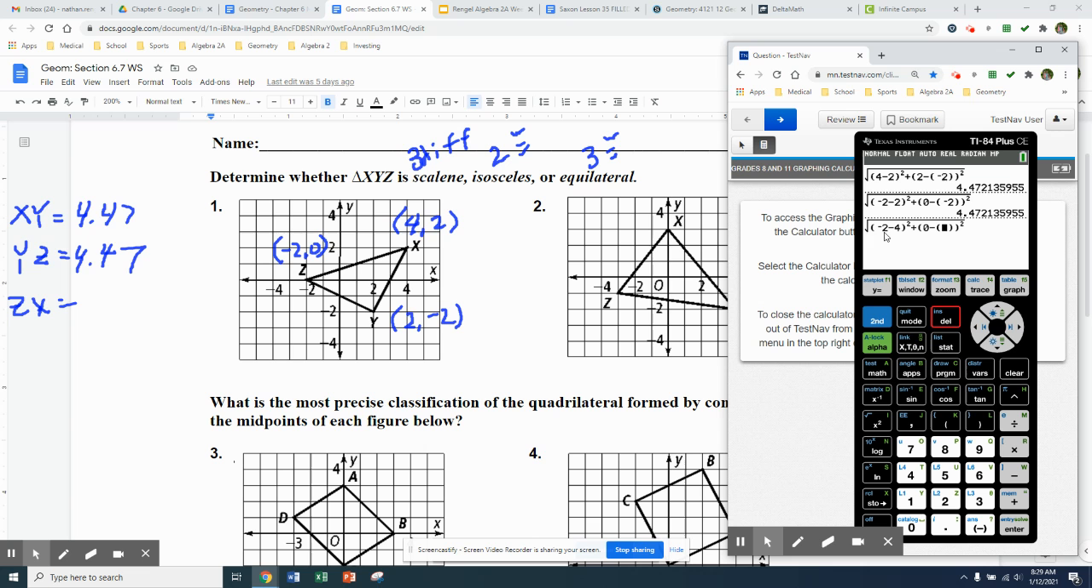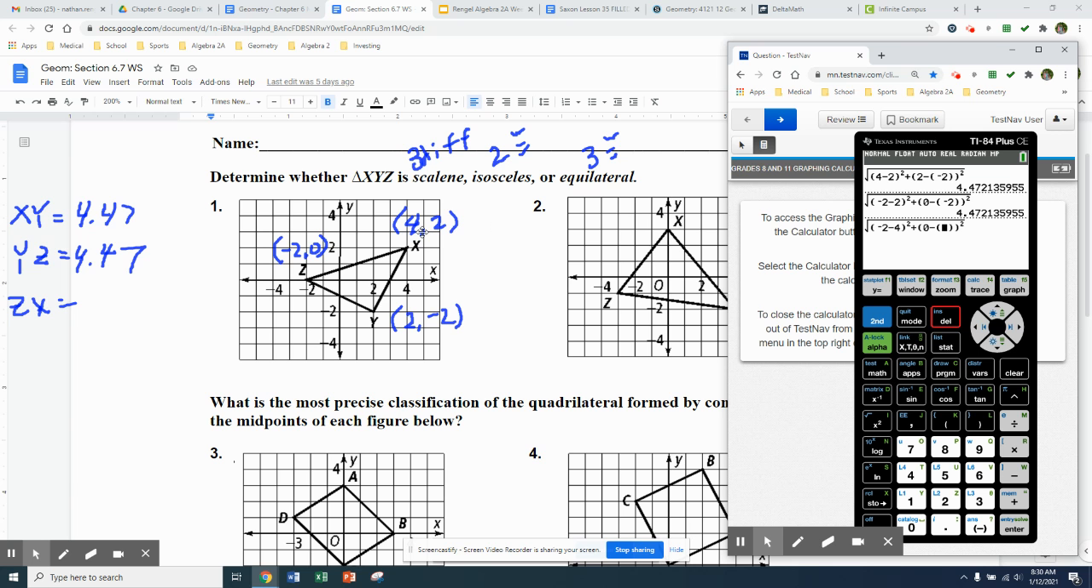So now we're set up. We've got the z coordinates, negative 2, 0, which are those two numbers. And then the x coordinates are negative 4, 2. I'm using that point right there.